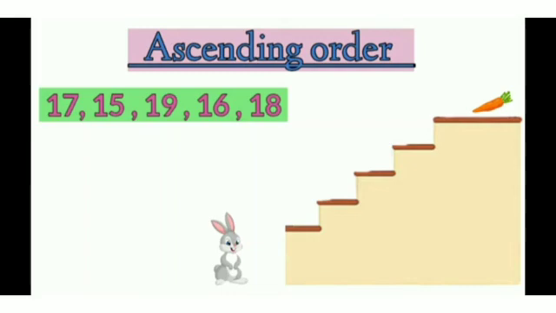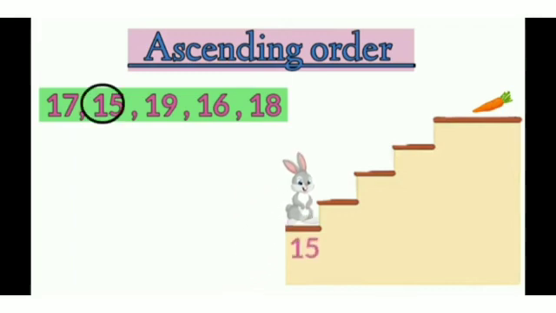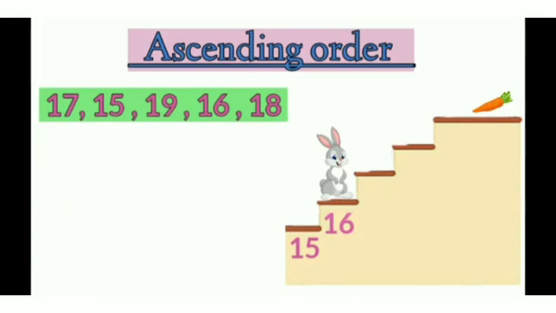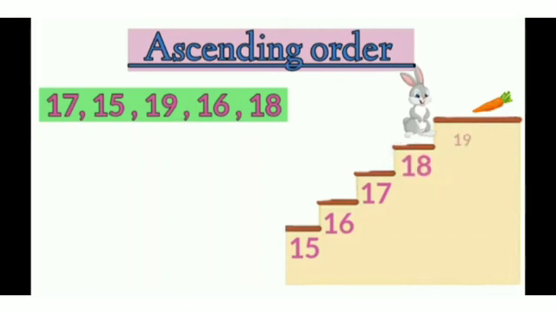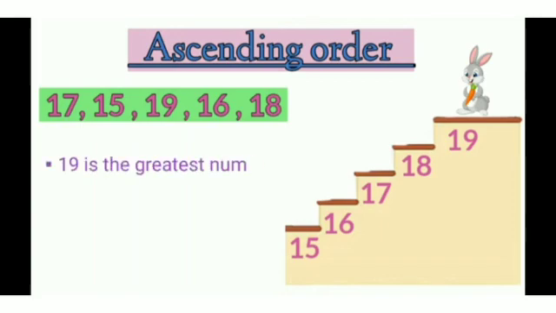Tell me which number comes first. Yes, the smallest number comes first. The smallest number is 15. Then 16 comes. Next is 17, followed by 18, and last is 19. So children, smallest number is 15 and greatest number is 19. In this way, we understand which numbers are smallest and greatest.